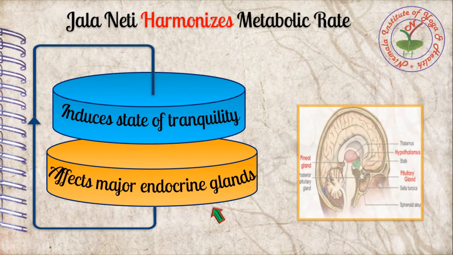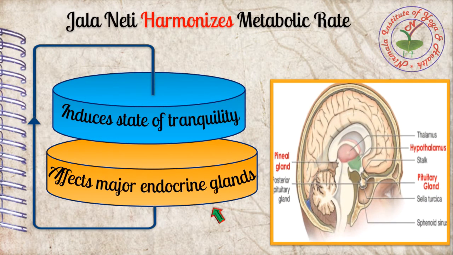The blood supply to the nasal cavities comes from two major arteries, that is internal carotid arteries and external carotid arteries. Internal carotid arteries and their branches pass through the cavernous sinuses. Jal Neti stimulates the cavernous sinuses. Cavernous sinuses induce the secretion of the pituitary and hypothalamus, which regulate the hormonal system of the body depending on the needs of the body. Thus, Jal Neti harmonizes metabolic rate.